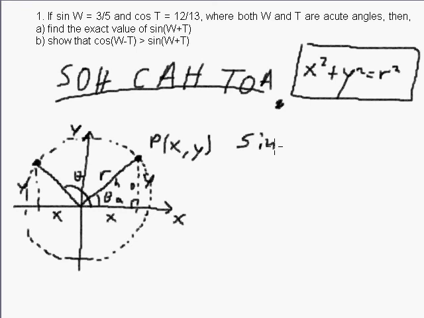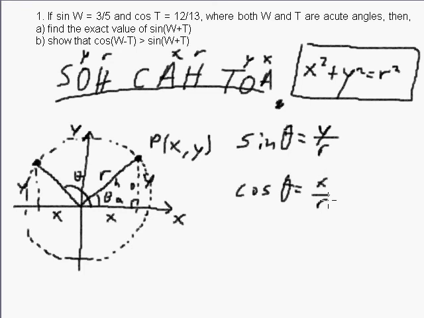Now, sine theta is not equal to O over H. I mean, it still is. You can still think of it as O over H. But what they start doing is changing this into Y over R. It's a straight switch. All of our O's become Y's. All of our A's become X's. All of our H's become R. So, sine theta is equal to Y over R. Cos theta is equal to x over r, and tan theta is equal to O over A.